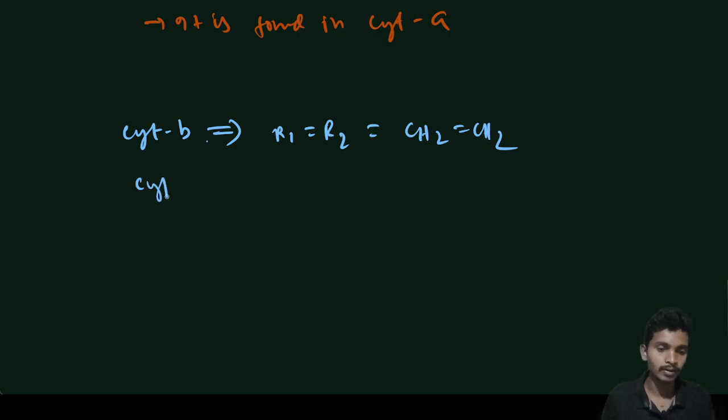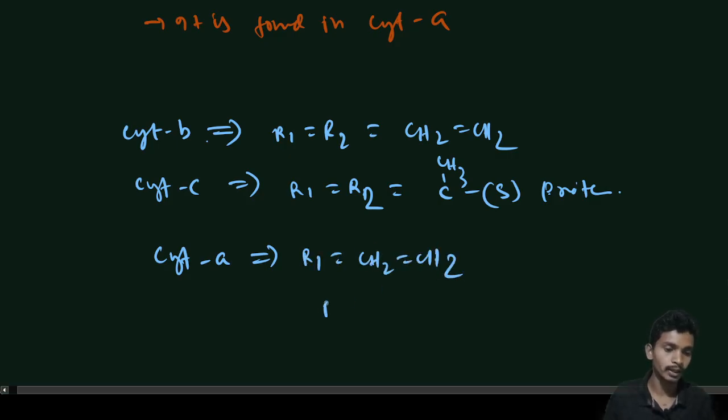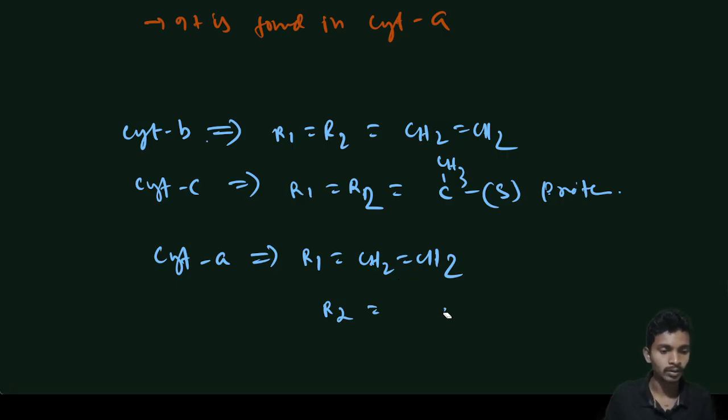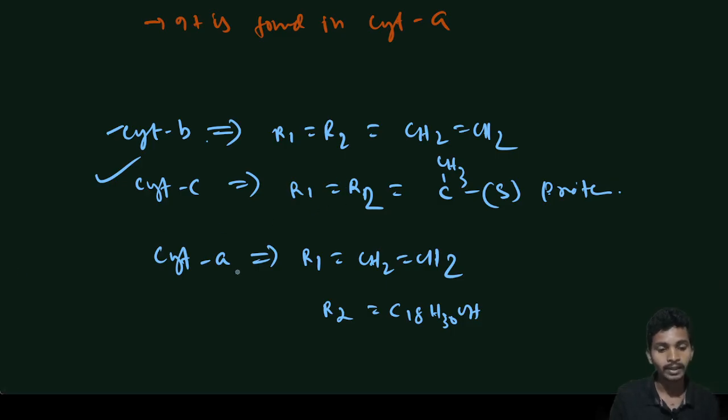Okay, and for cytochrome C, R1 is equal to R2, and that is equal to C13 and S. Okay, and this is any protein. And if the cytochrome is A, then R1 is equal to CH2, and R2 is C18H30OH. This is called cytochrome A. So for both cytochrome B and cytochrome C, R1 equals R2. But for cytochrome A, R1 and R2 are different.